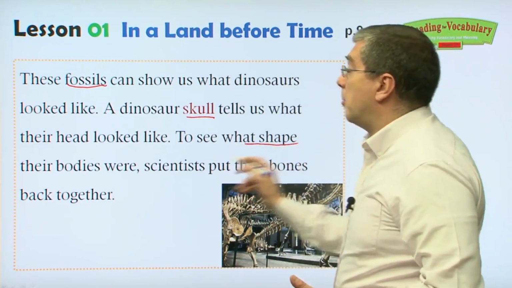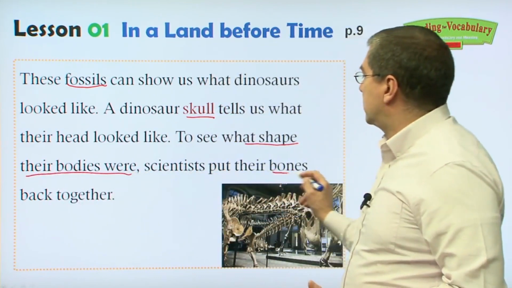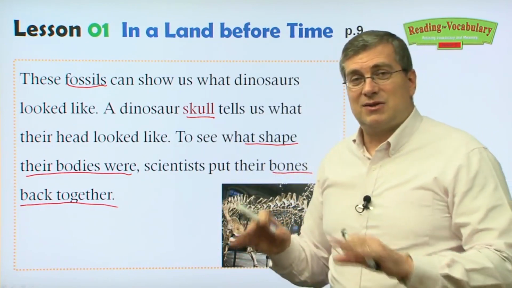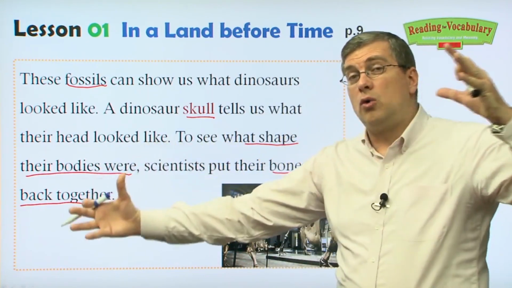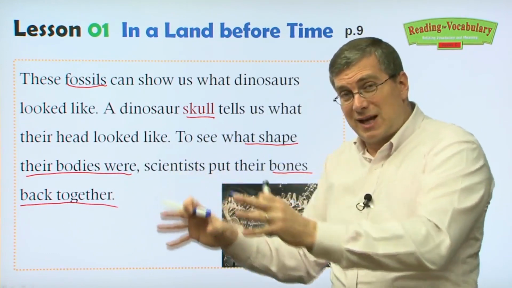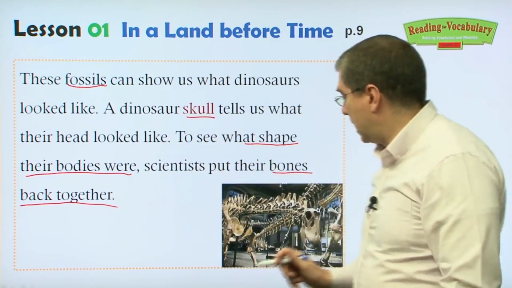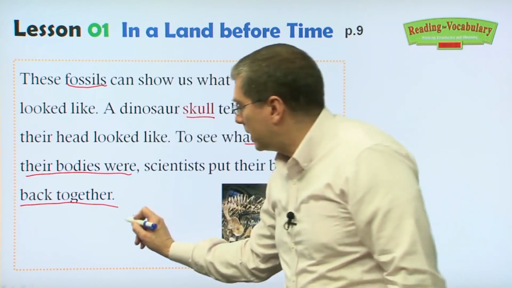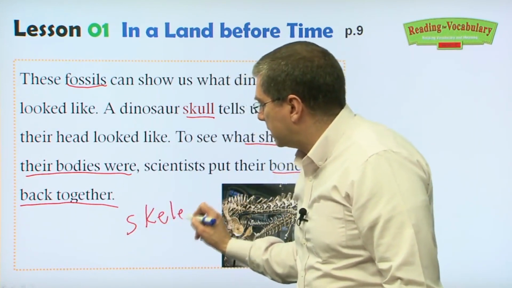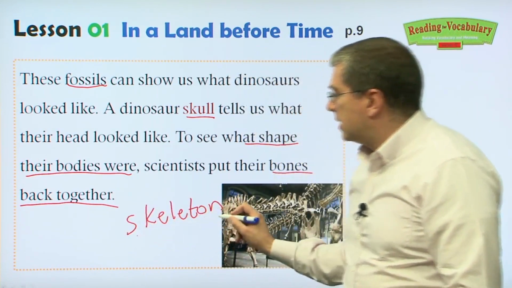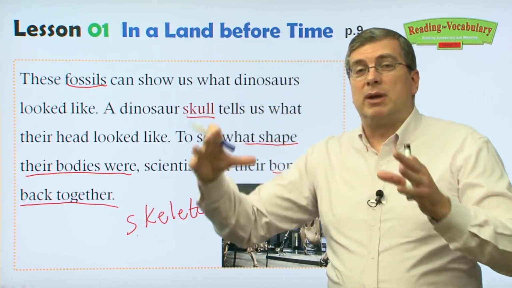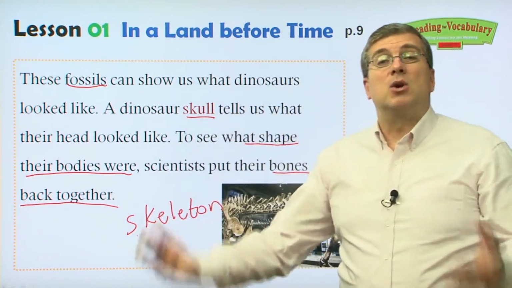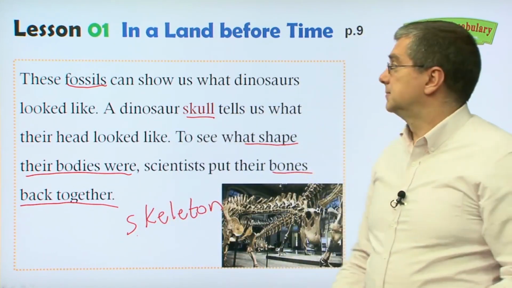To see what shape their bodies were, right? Scientists put their bones back together. So it's very lucky if a scientist or somebody finds the bones from a whole dinosaur and they can get those bones at the same place and put them all back together, then you get something like this. It's the skeleton. We call that the skeleton. A skeleton is the full assembly of all the bones in a body. You put them back together, now you have the skeleton of the dinosaur.